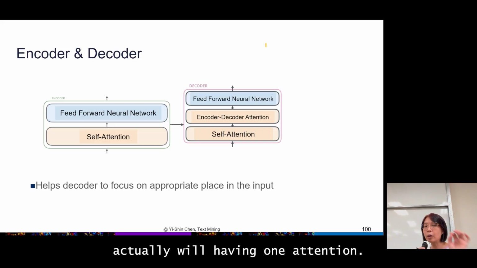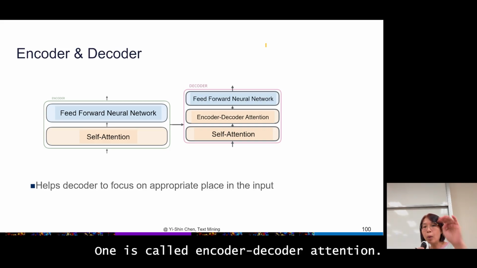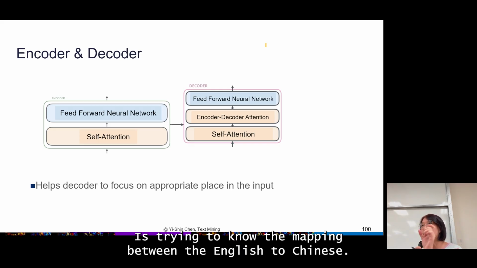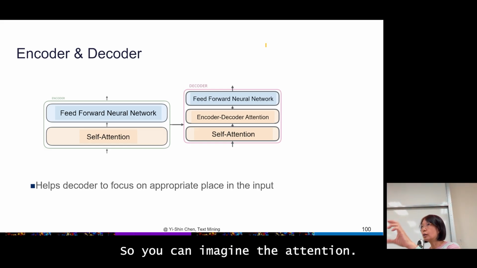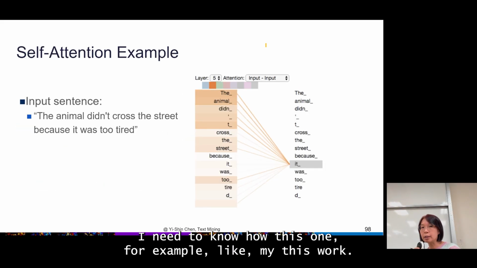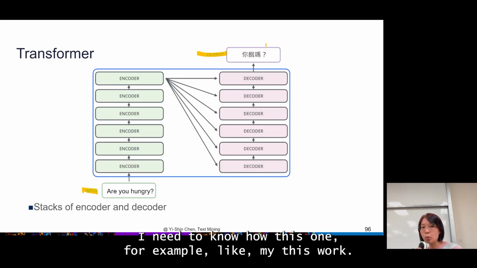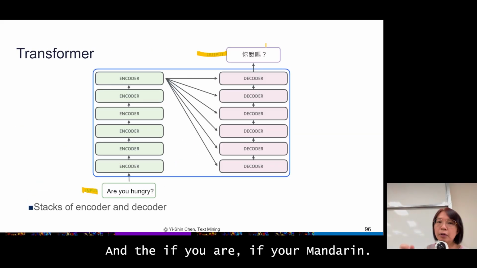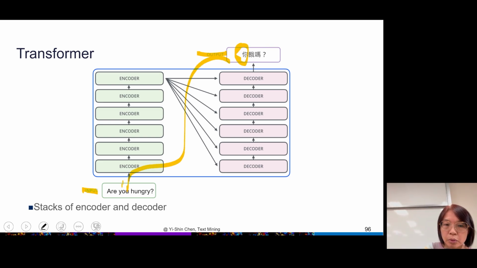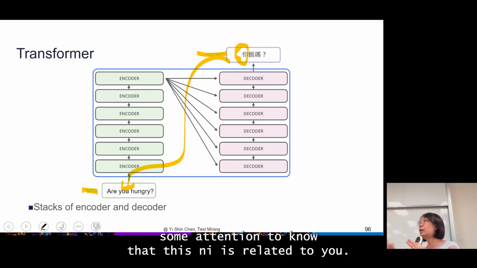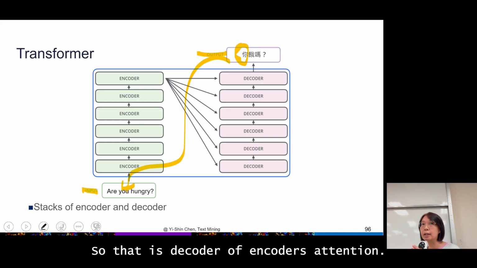The decoder will have one attention called the encoder-decoder attention. What does that mean? It is trying to know the mapping between English and Chinese. That is what you need to know. So you can imagine the attention. I need to know how, for example, this word, are you hungry? And in Mandarin you will say ni, which should be you. So I need to have some attention to know, oh, this ni is related to you. So that is the encoder-decoder attention.